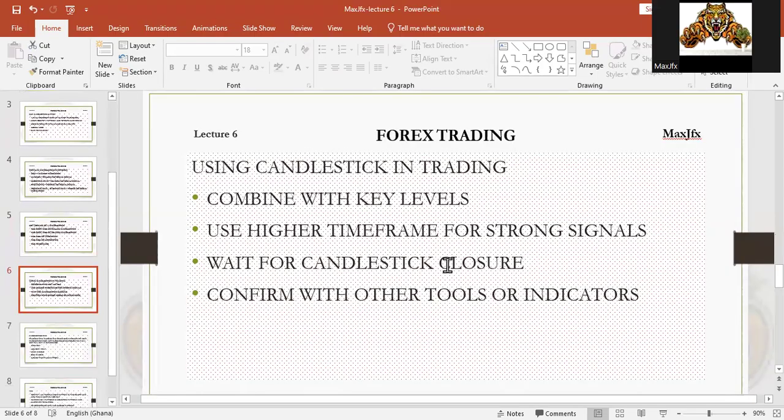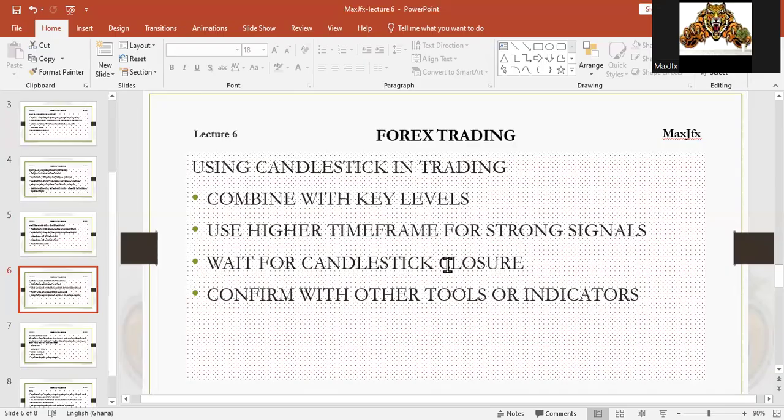Okay. So, using candlesticks in trading. If you want to use candlesticks in trading in order to improve your analysis, you have to combine them with key levels, use a higher time frame for strong signals, and wait for candlestick closure. That's very important. Wait for it. Confirm with other tools or indicators.